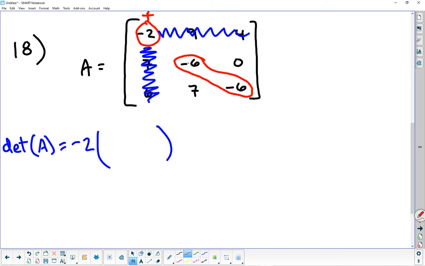So -6 times -6, okay, that's 36. I'm going to do all this in my head. And that's always going to be minus. We're going to go 7 times 0. That's going to give you 0. Okay, and that's the first entry.